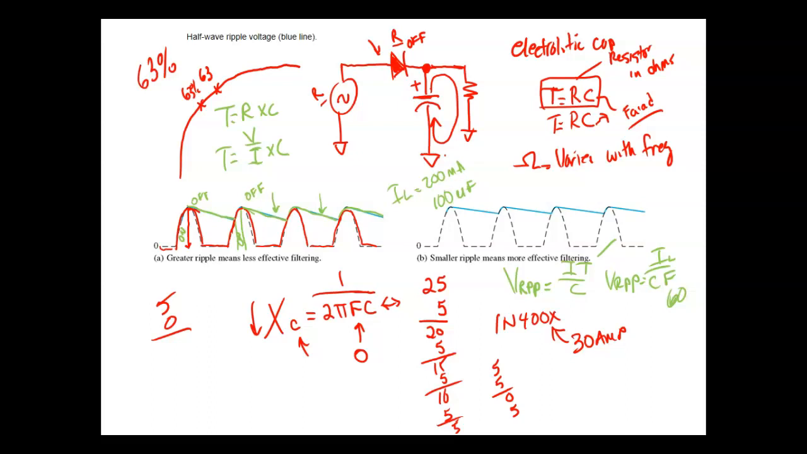Right now, yeah, 60. Yeah, that's a good point. So we'd say 200 milli divided by 100 micro times 60. This should give us our ripple voltage.